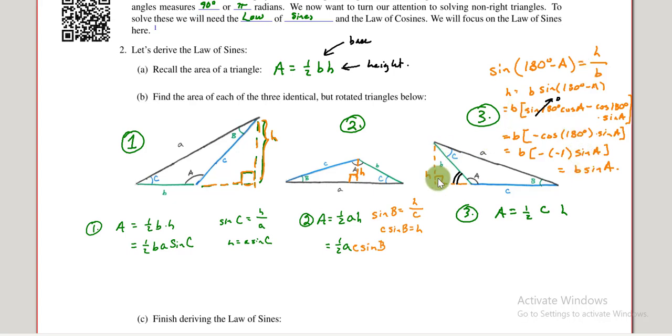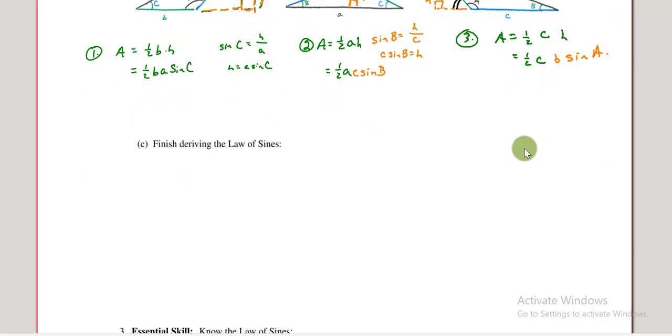If you just want to accept that this height right here is equal to b times the sine of A, then what we end up with is that this is equal to 1/2 c times the height, which we're going to replace with b times the sine of A. Okay, so we're moving right along, and now we're ready to finish deriving the law of sines. How come? Because all of these areas are the same. So we know that 1/2 ba sine of C is equal to 1/2 ac times the sine of B, which is equal to 1/2 cb times the sine of A.